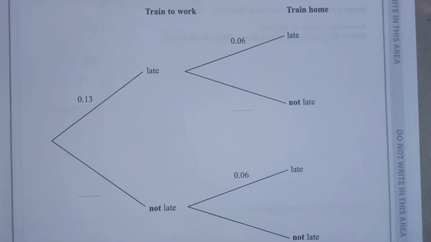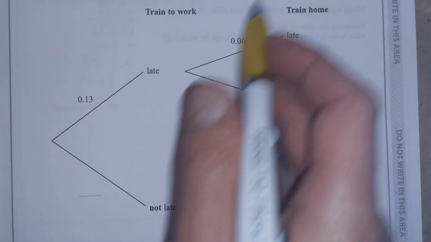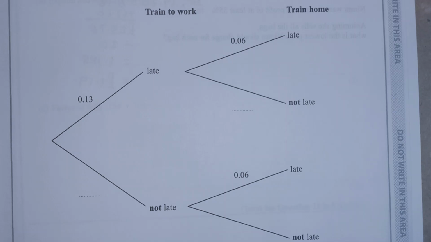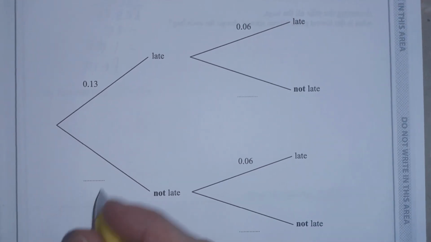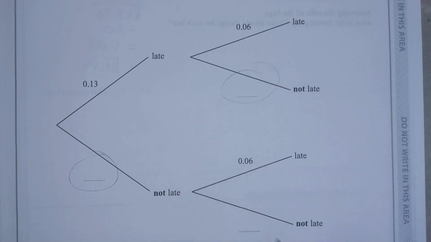Okay, so this first bit is a train to work. This is a train home. Okay, and we've got 2 marks for filling in these boxes. We've got 1, 2, 3 that we need to fill in.